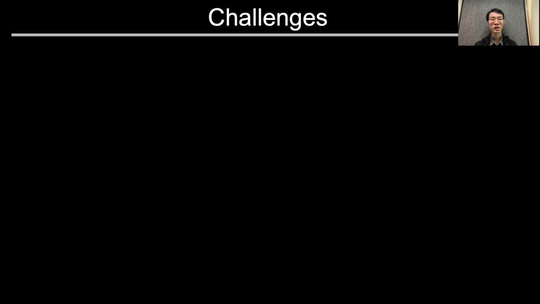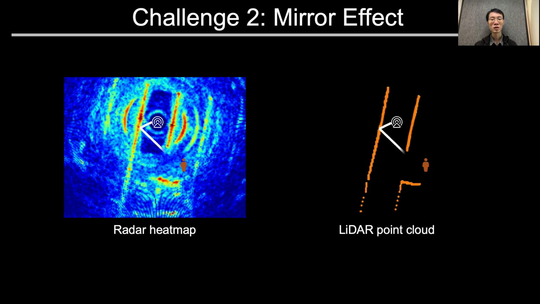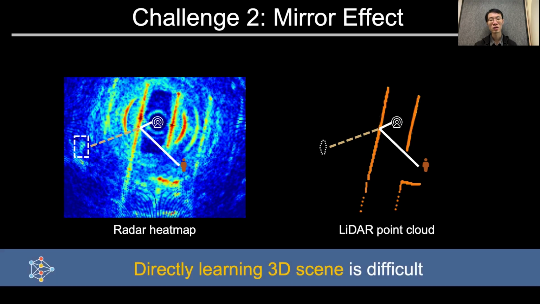However, this task is challenging. First, unlike LiDAR, which produces clean and accurate point clouds, radar has a fundamental limitation in sensing resolution. Second, due to multiple reflections, hidden structures and objects show up in mirror positions that are hard to interpret. Together, these challenges interact with each other and make it difficult to learn a full 3D scene directly from the radar signals. To solve this problem, we designed a two-stage pipeline that separates imaging from mirroring correction.